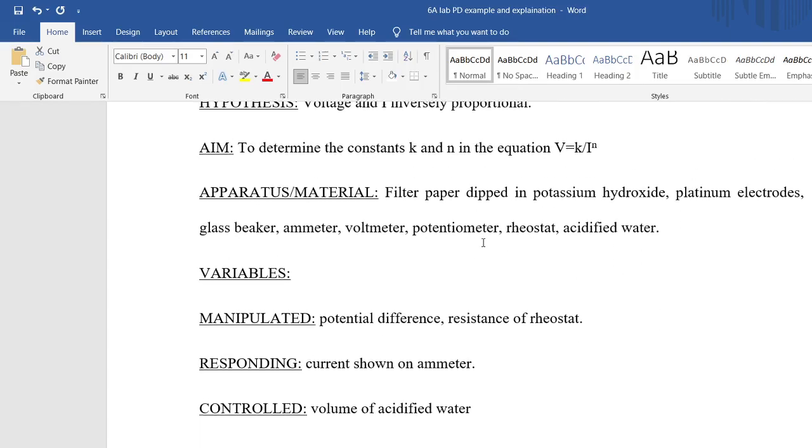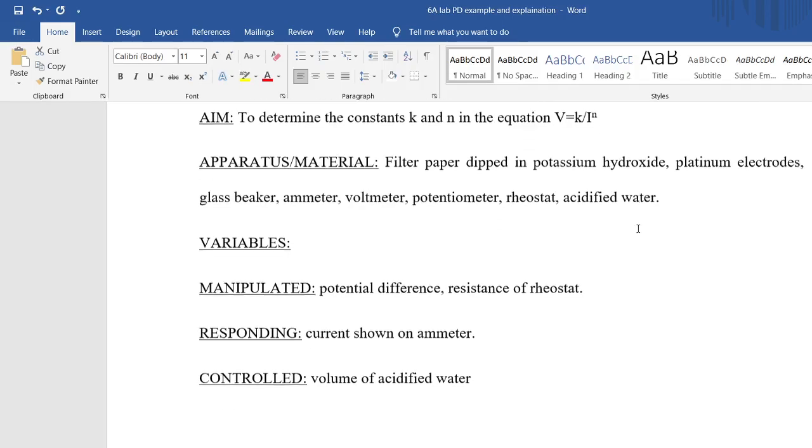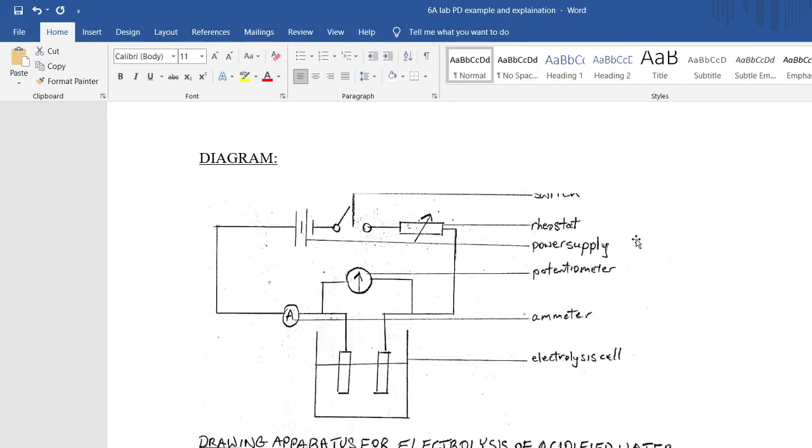Now we're going to look at our apparatus. We're going to need some electrodes, a beaker, and so on and so forth. I'll go to the diagram. The diagram here shows that, since we need to vary our current and voltage, a rheostat is needed. So that's a key component. You need a power supply, a switch, the ammeter, and the electrolyte in the container.